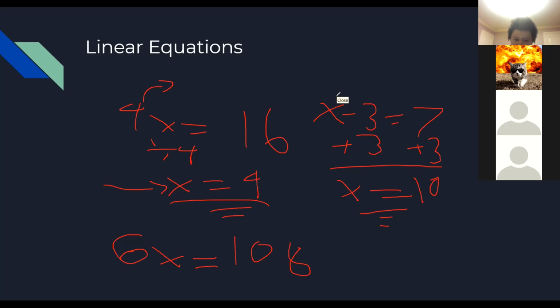Yes, 18 is correct since you would divide by 6 on both sides and x equals 18.